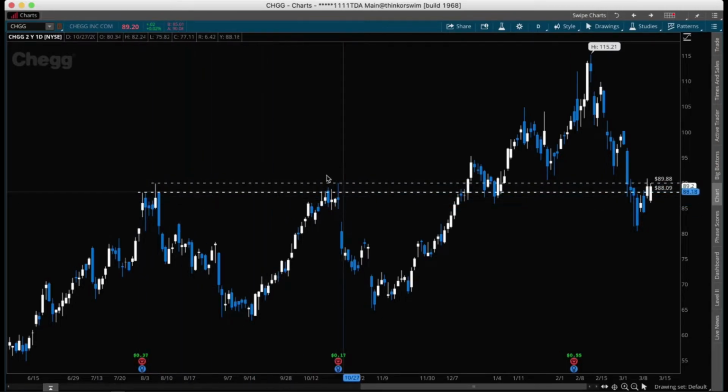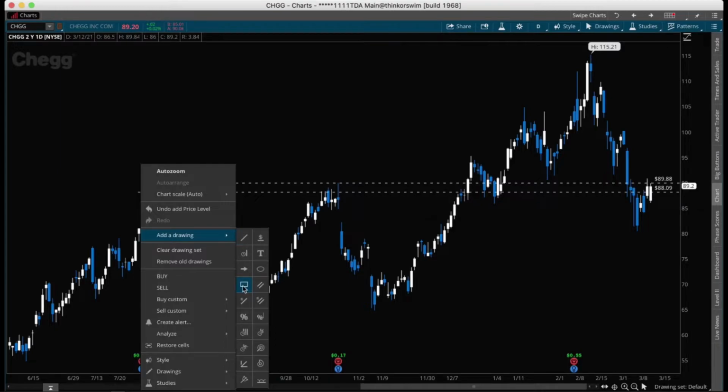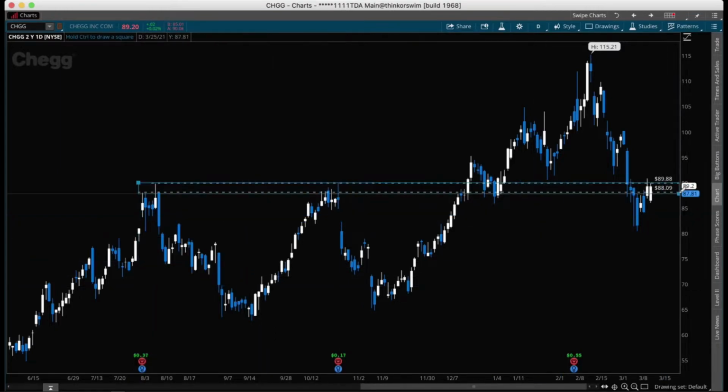There is no wrong or right answer there, but the way I would establish this is I would make it a zone. So like I said, areas. So that right there would be my area of resistance.